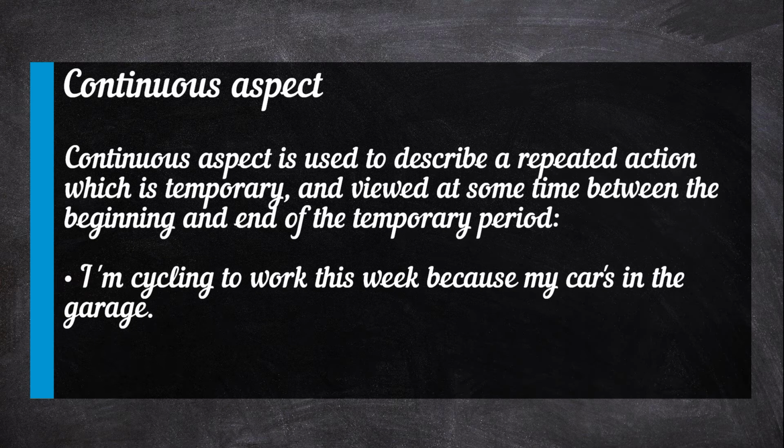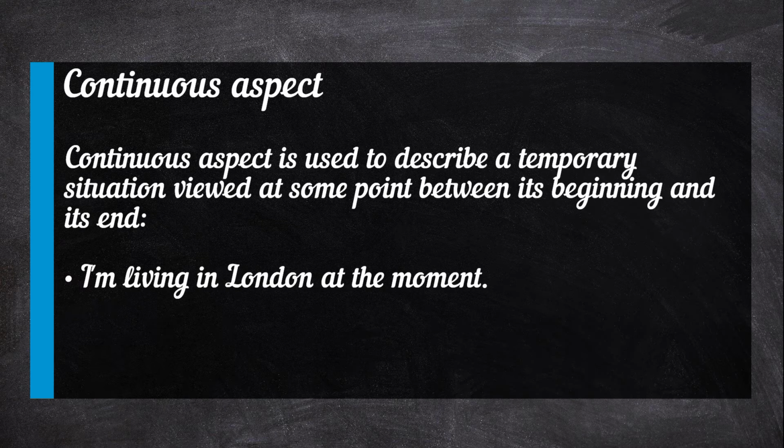Continuous aspect is used to describe a repeated action which is temporary, and viewed at some time between the beginning and end of the temporary period. I am cycling to work this week because my car's in the garage. Continuous aspect is used to describe a temporary situation viewed at some point between its beginning and its end. I'm living in London at the moment.